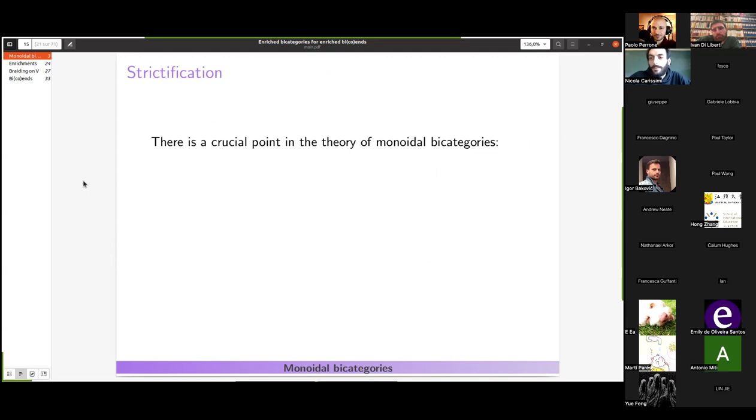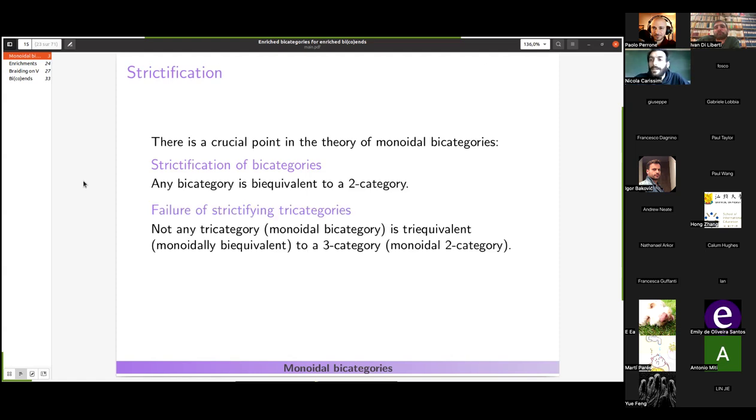What is the point? One of the main points of the theory of monoidal bicategories, which is one of the main points of the theory of tricategories, is the lack of a strictification result. That's the situation. A bicategory is biequivalent to a two-category, so a bicategory where the composition is strictly associative and the unit is strictly unital. But this doesn't hold for tricategories, and not even for the one object case of monoidal bicategories.